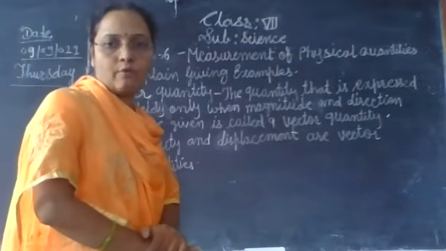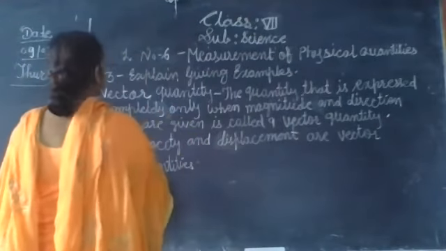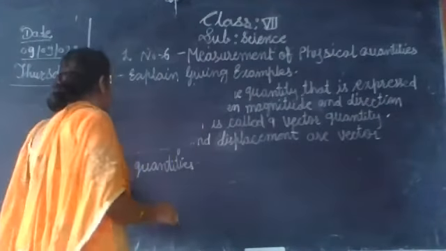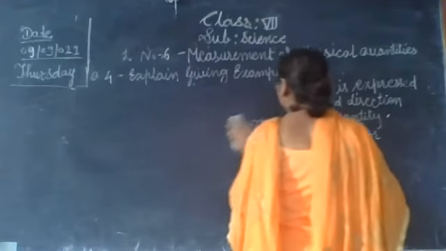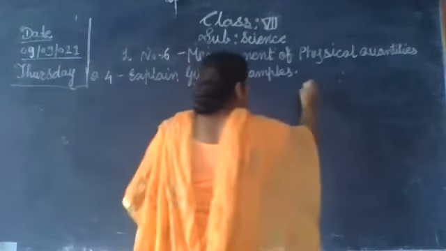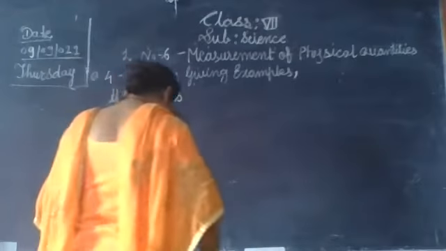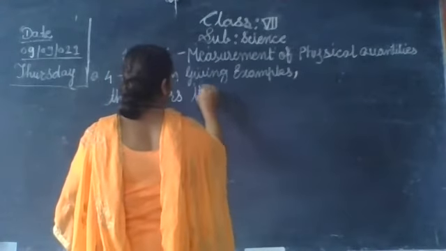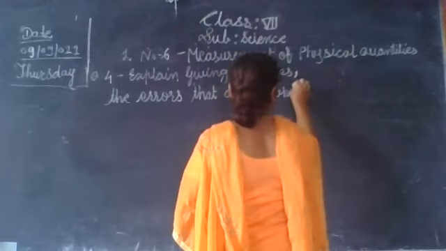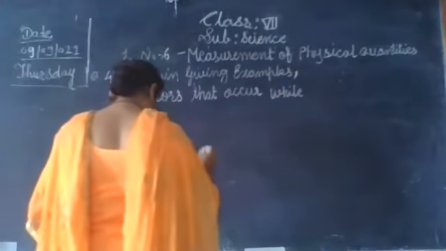Question number 4, I am giving you homework. So please note down this question number 4. Explain giving examples the errors that occur while making measurements.